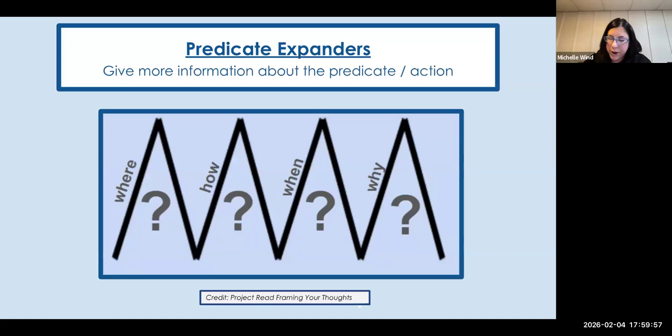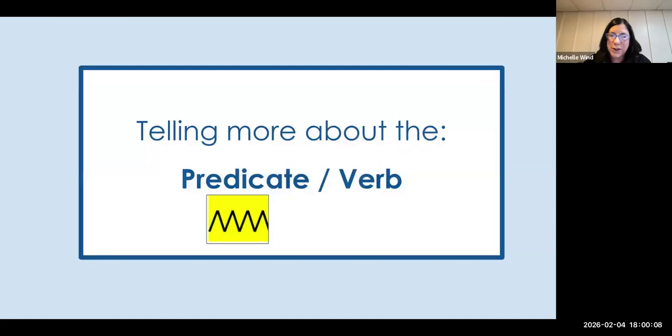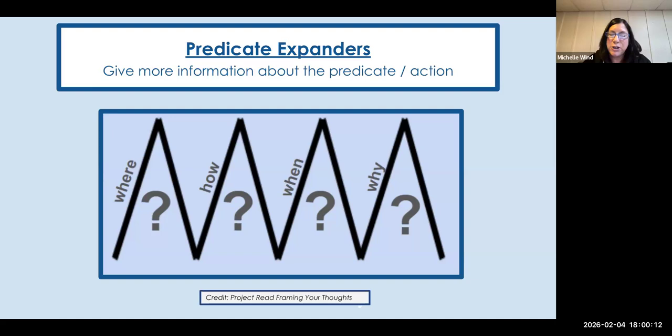So this is also from Project Read. We thought it was a very tangible, concrete way for children to see how they could expand a predicate. Just like you saw that little predicate symbol that they use, they actually have 4 mountains here for the 4 types of ways you can expand a predicate. So we're going to take one sentence and expand it using each of these expanders.